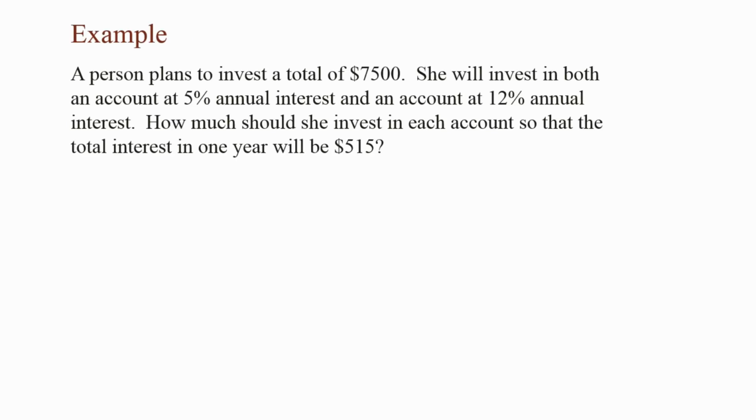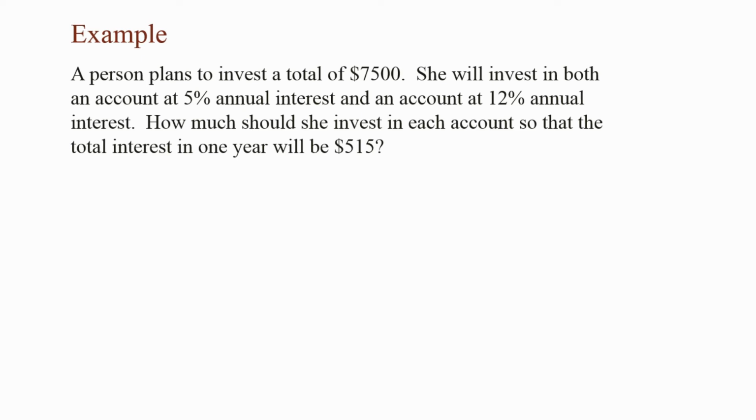In this example, a person plans to invest a total of $7,500. She will invest in both an account at 5% annual interest and an account at 12% annual interest. How much should she invest in each account so that the total interest in 1 year will be $515? We want to start with deciding what our variables will equal.